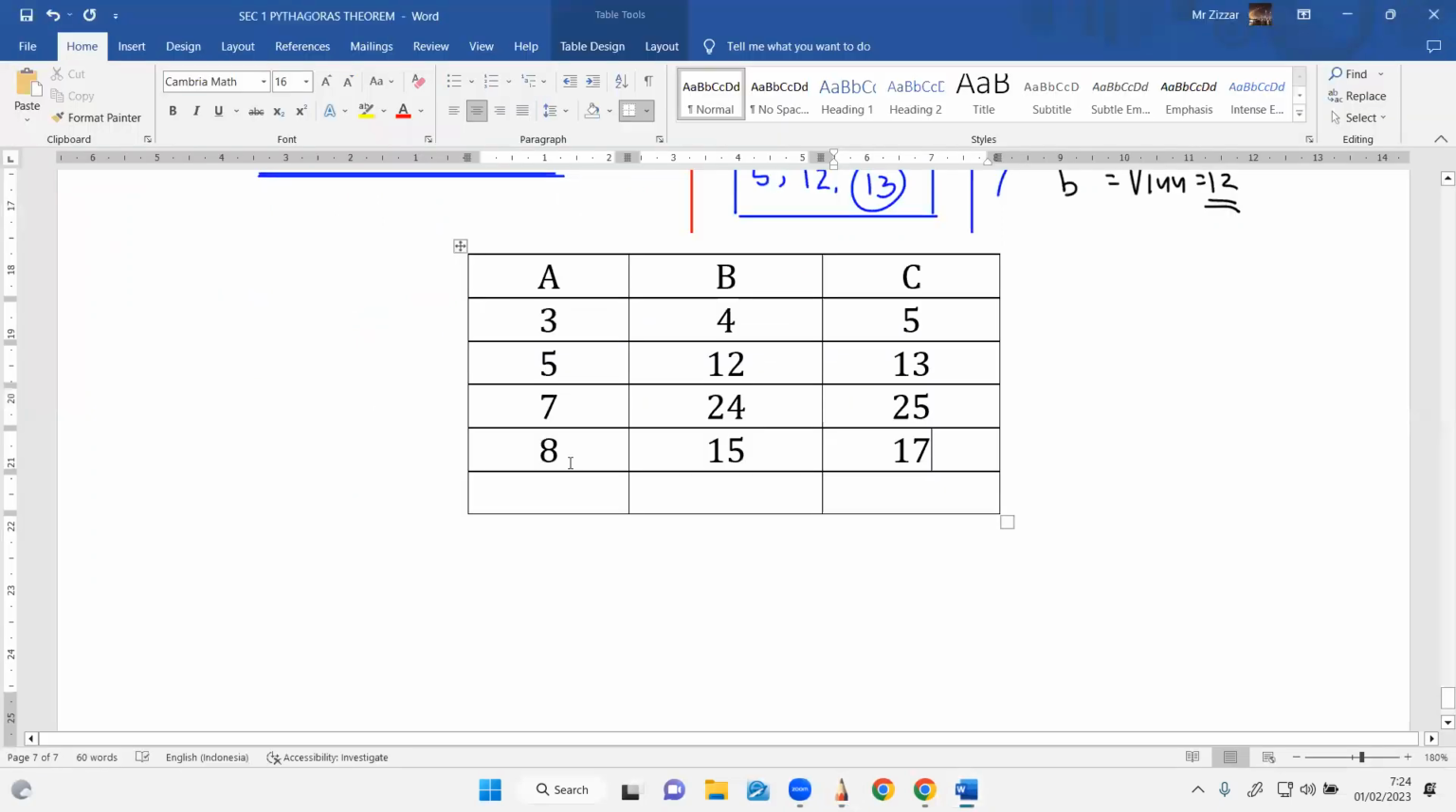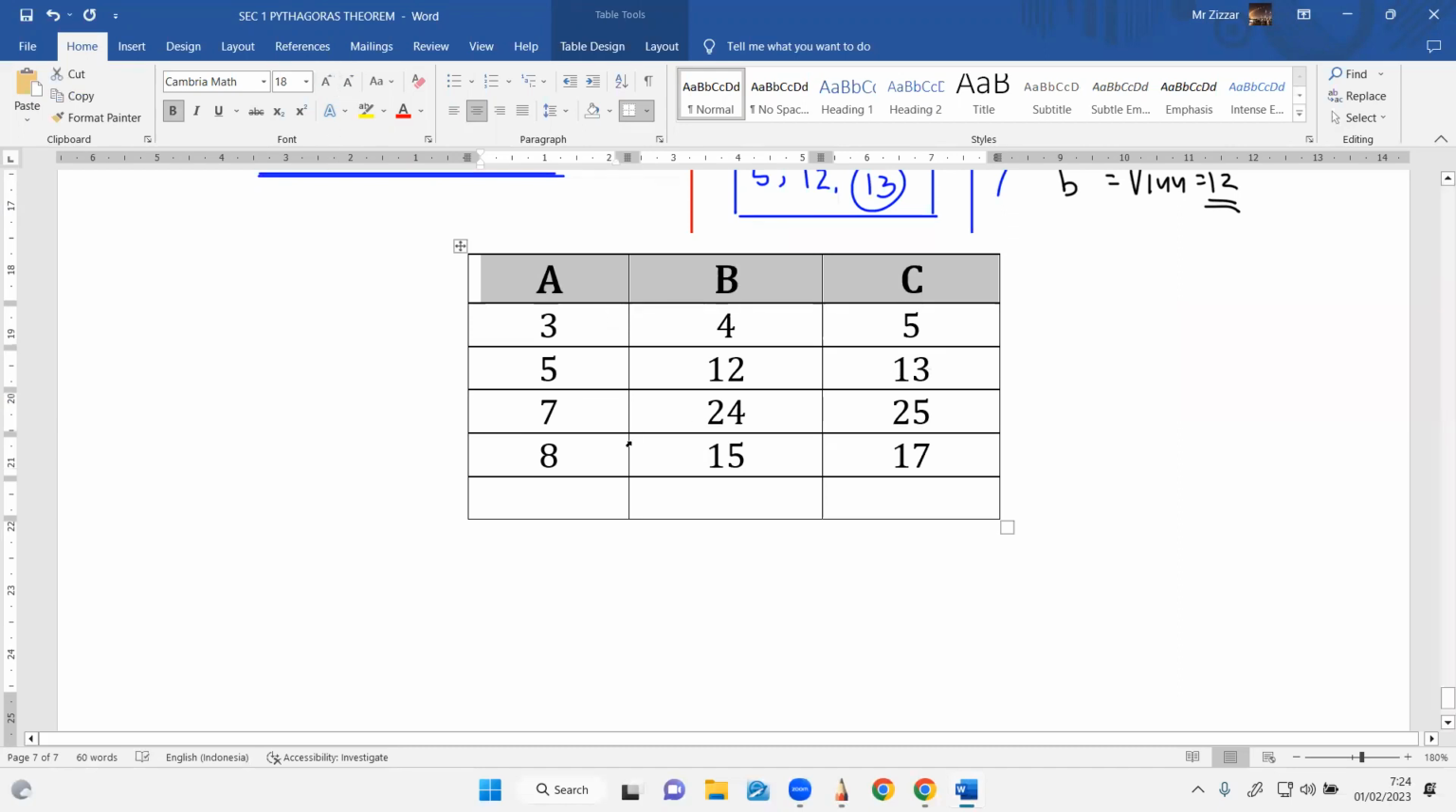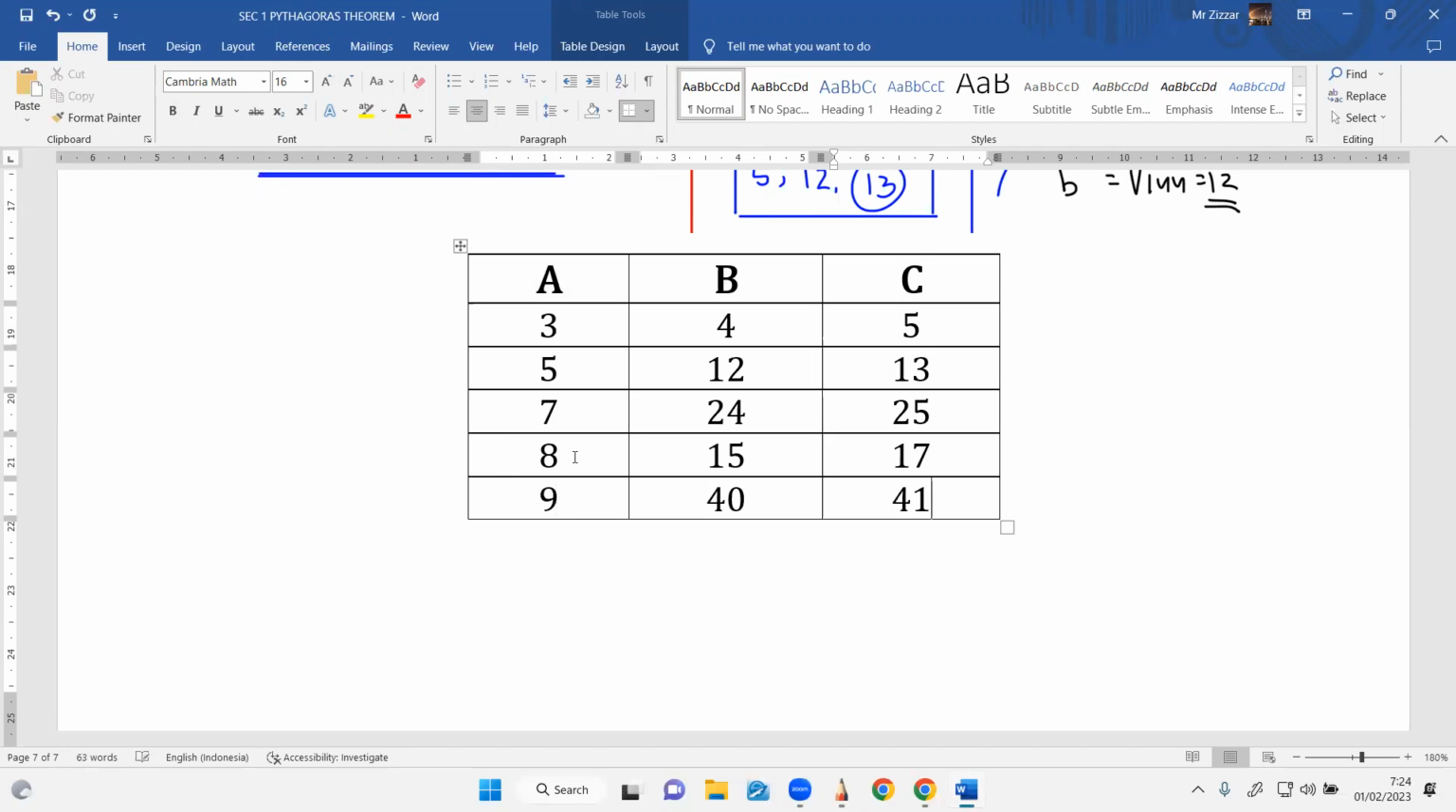One more. So again, how do you get these numbers? How do you extract these numbers? 3, 4, 5, 5, 12, 13, 7, 24, 25, 8, 15, 17. From checking. I have the formula, but again, I don't give it to you because it requires a lot of understanding. No need. Okay, do you have any questions so far?